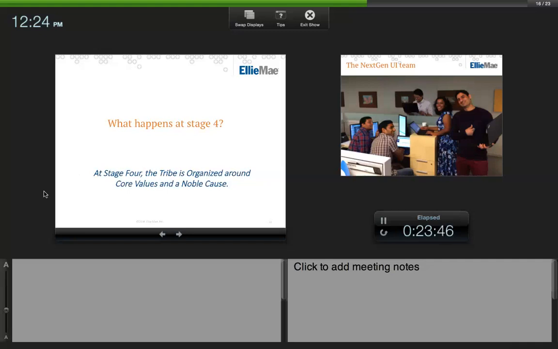So what happens at stage 4? Why is it so important? Stage 4 is important because the group is aligned around a set of core values and a vision. That vision and the set of values and what is important to all of us and what are we going to get out of this, that is important. When everyone's aligned on that, then that's how you have a stage 4 team.